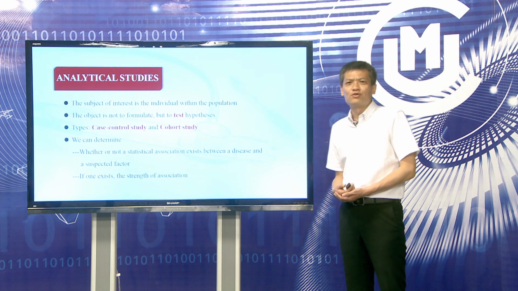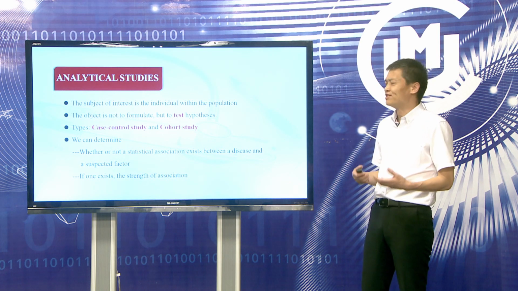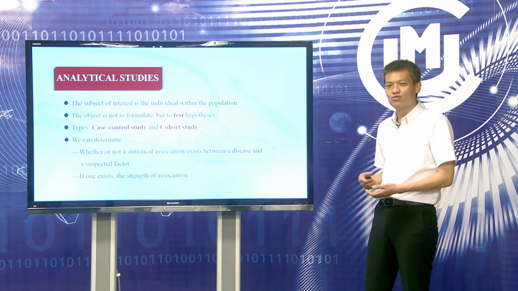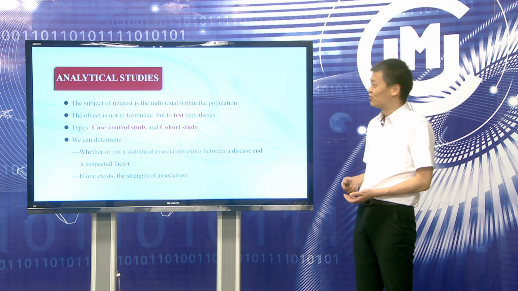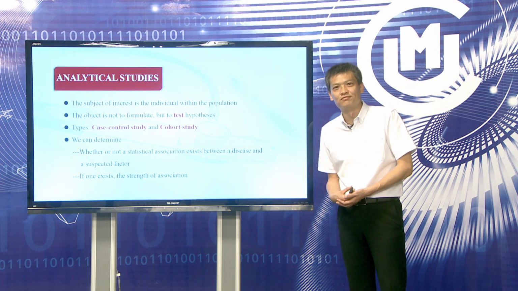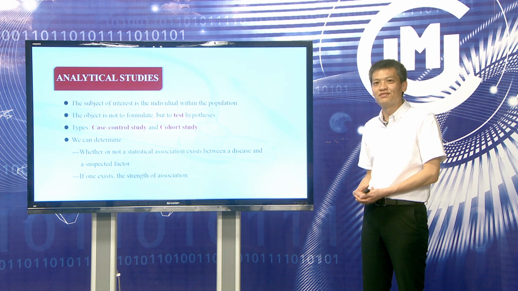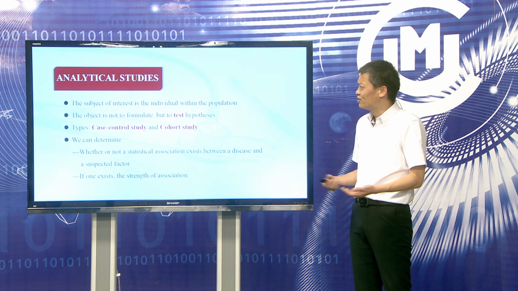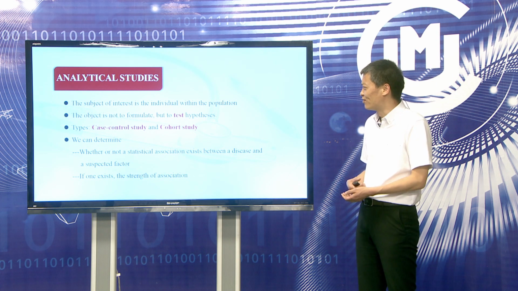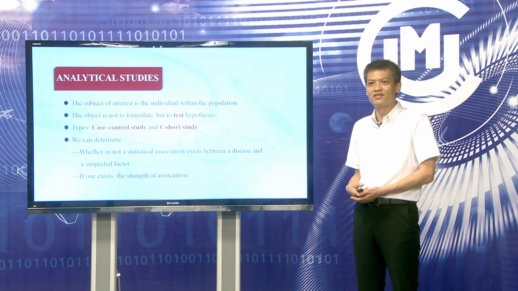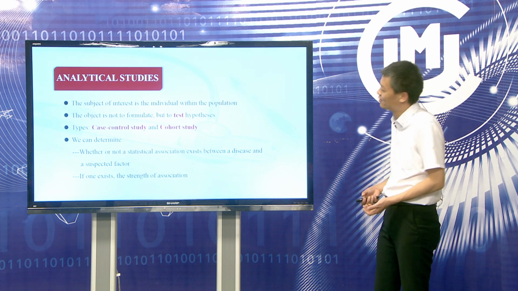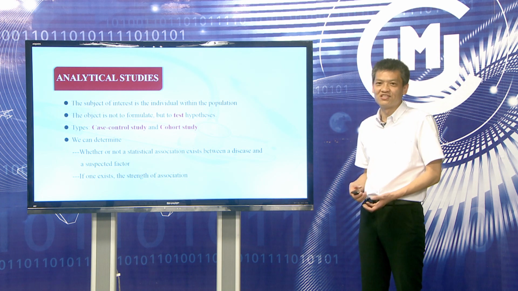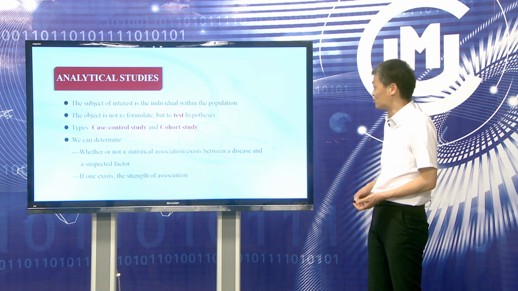For analytical studies, the subject of interest is the individual within the population, and the object is not to formulate but to test hypotheses. There are two types of analytical studies, that is, the case control study and the cohort study. From analytical studies, we can determine whether or not a statistical association exists between a disease and a suspected factor. And if the association exists, what is the strength of the association?